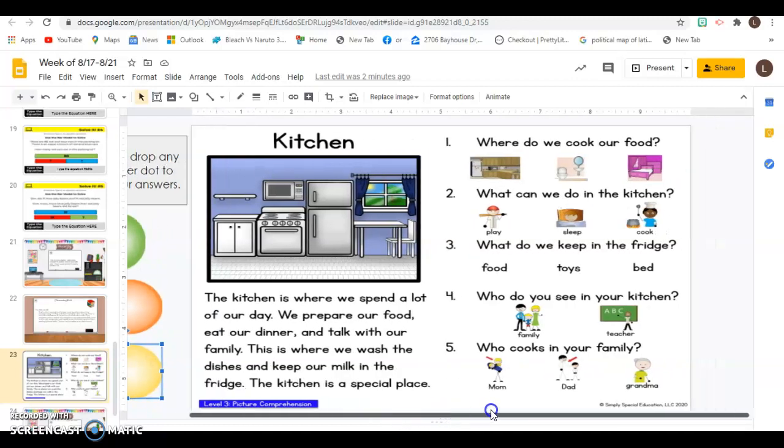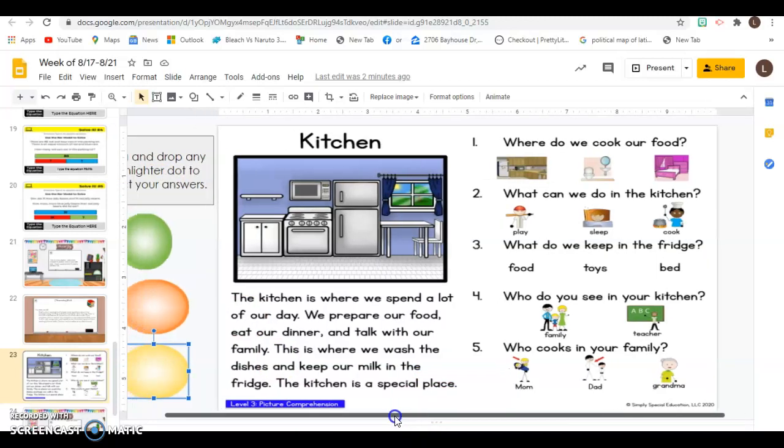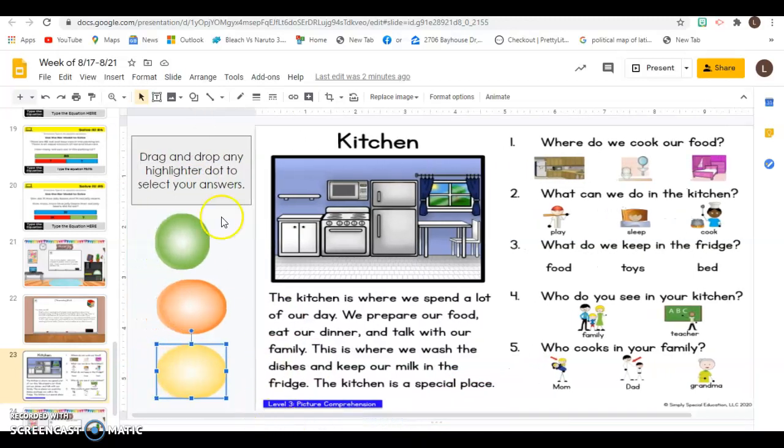So if you're not seeing your entire screen, say you're only getting half of the screen, you can bring your cursor down here, click on it, grab it, and take it to the side, and you'll see the rest of your assignment. So again, here's the question. Where do we cook our food? The kitchen, the bathroom, or the bedroom?